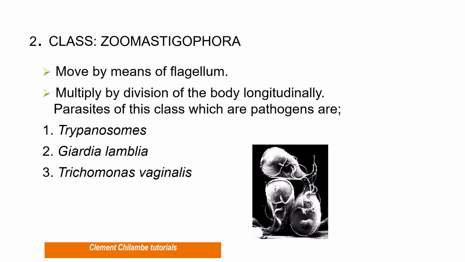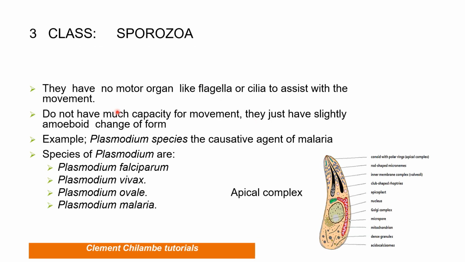Okay. Then we have sporozoa. The sporozoa have no motor organ like the flagella or cilia to assist with the movement. There's no locomotion, okay? They do not have much capacity for movement. What do they do instead? They just move slightly, amoeboid change of form. An example is Plasmodium species, which is a causative agent of malaria. And these species of Plasmodium are Plasmodium falciparum, Plasmodium vivax, Plasmodium ovale, and also Plasmodium malariae. So the apical complex. Remember the apical complex.